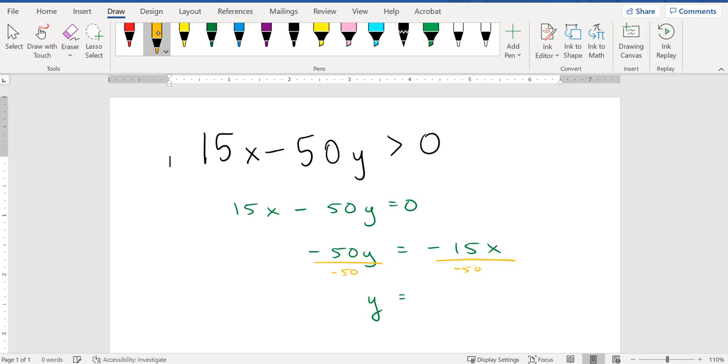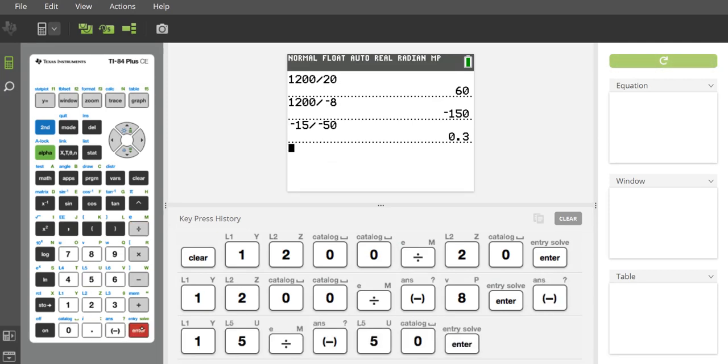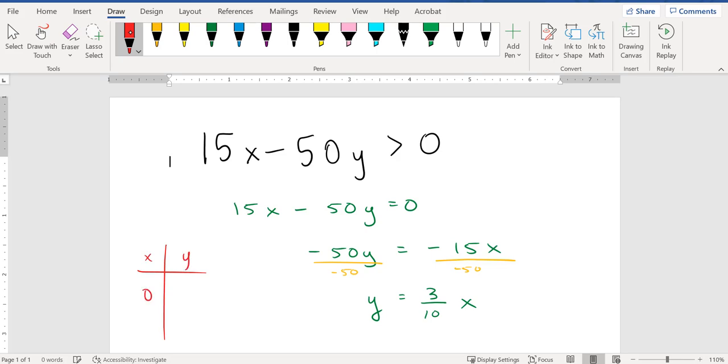So negative 15 over negative 50. Negative 15 divided by negative 50 is 0.3, so 3/10. So I get y equals 3/10 x. Okay, to get a couple of points, if x is 0, y would be 0. If x is, say, 10, y would be 3. So there's 2 points that I want, 0, 0, and 10, 3.